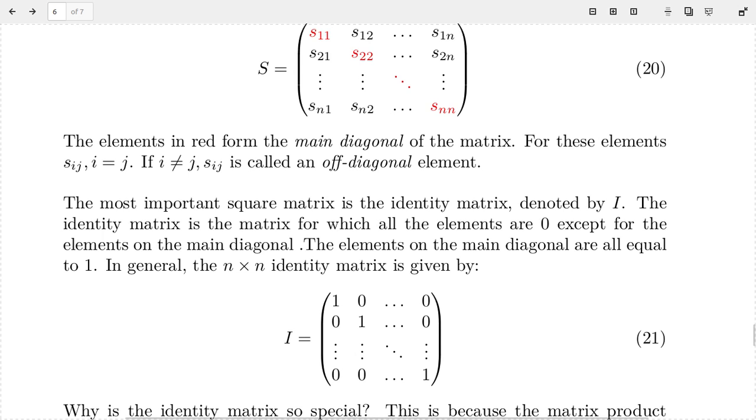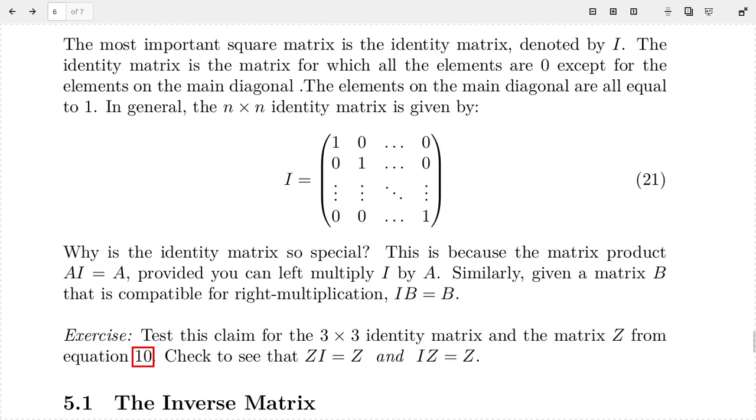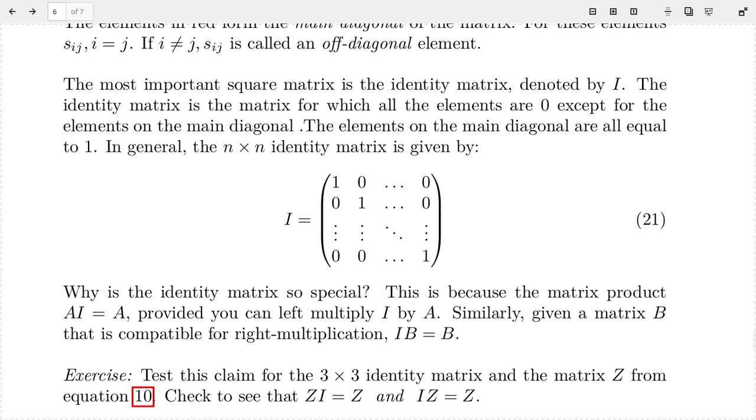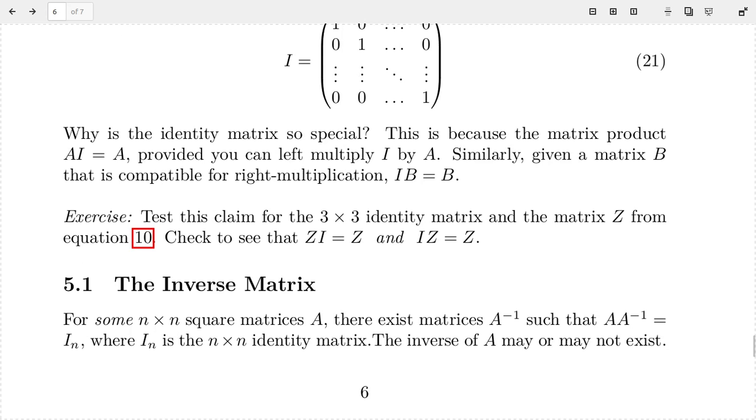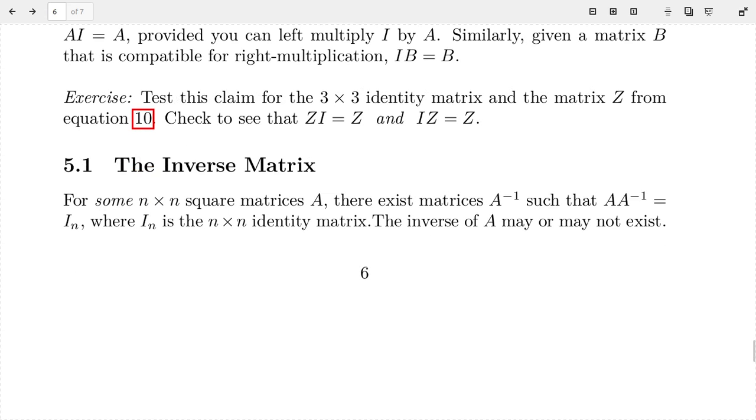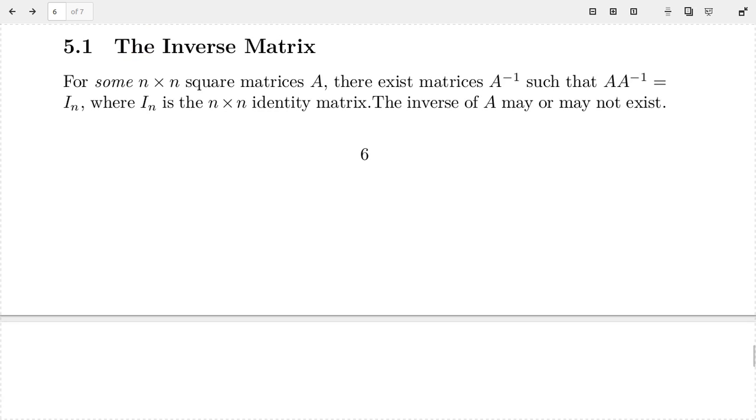The special property of the identity matrix lies in the fact that if you multiply any matrix by the identity matrix, AI equals A. Also, with left multiplication, IB equals B. So you can test this claim for the matrix Z that we defined in equation 10. Check to see if ZI equals Z and IZ equals Z for the 3 by 3 identity matrix.